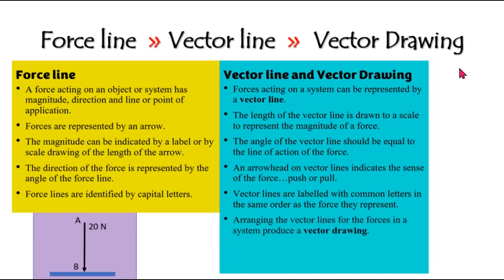Arranging the vector lines for the forces in a system, we get a vector drawing. Makes sense, right? Pretty cool. So as long as you are arranging the vector lines for the forces that are acting in a system, you will get a vector drawing. Or sometimes you'll hear it being called a vector polygon. Same thing. Vector drawings can be in the shape of a triangle, a parallelogram, or a polygon.